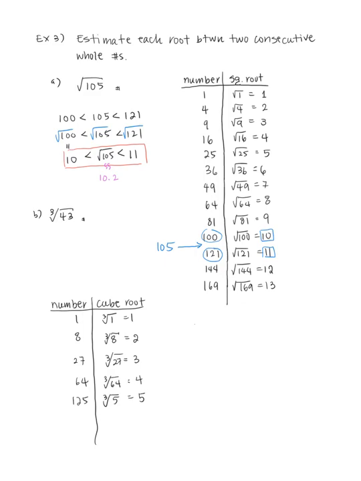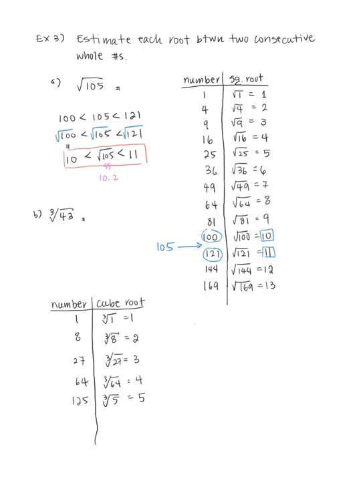Cube root of 8 is 2 because 2 to the third power is going to give us 8. Now notice that 3 to the third is going to give us 27. Therefore, cube root of 27 is 3. And cube root of 64 is 4. And cube root of 125 is going to be 5 because 5 to the third gives us 125.